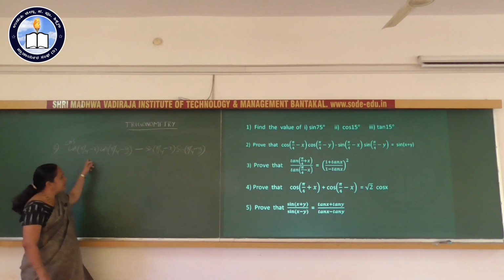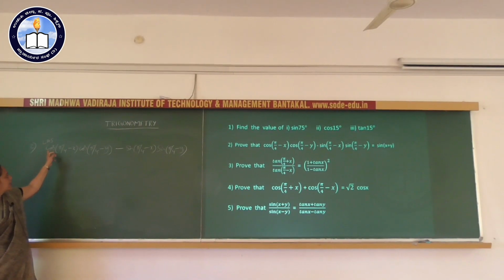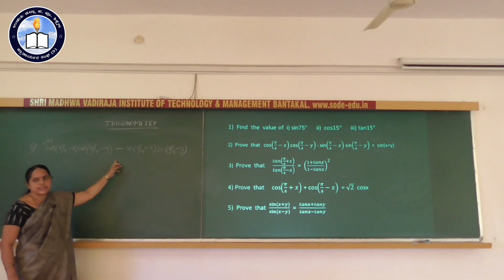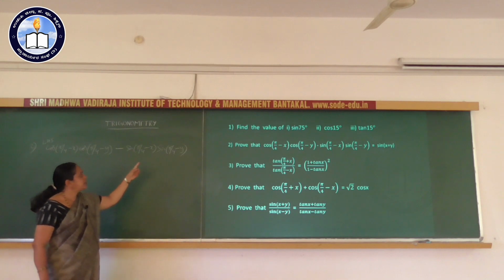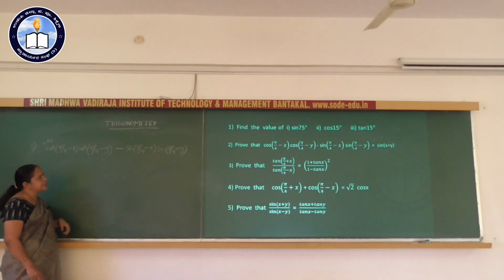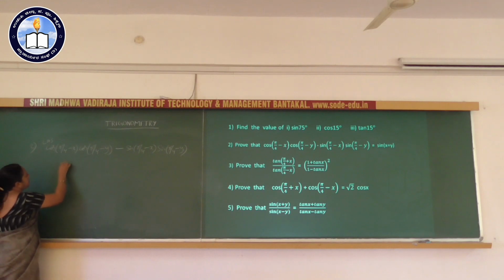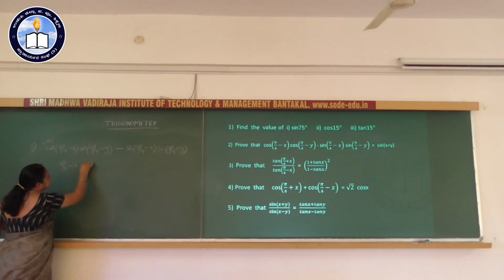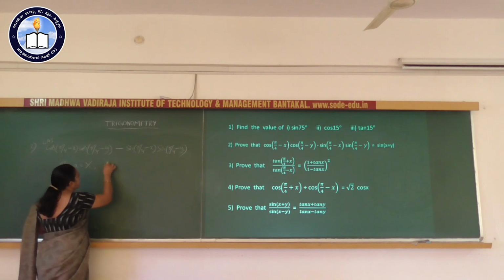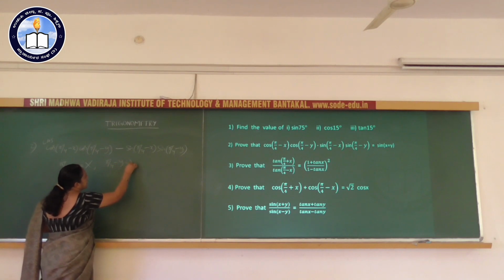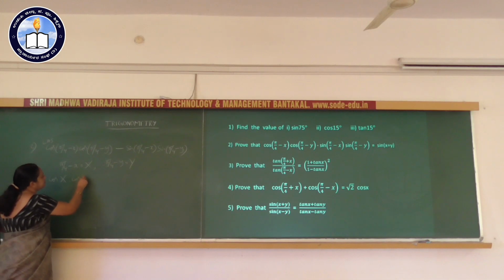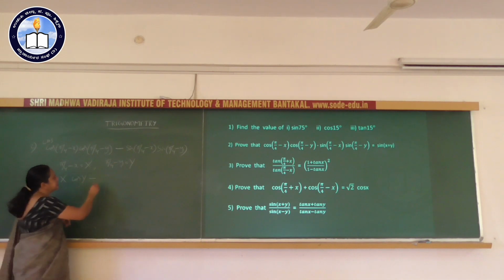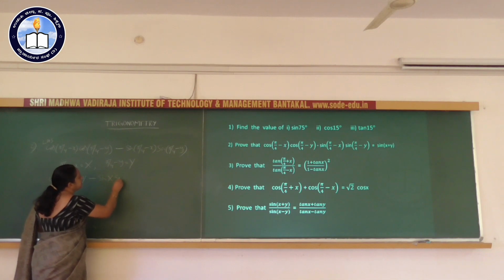Second problem. LHS: cos pi by 4 minus x into cos pi by 4 minus y minus sin pi by 4 minus x into sin pi by 4 minus y. In this, take pi by 4 minus x as capital X and pi by 4 minus y as capital Y. Now, the given problem is in the form cos x into cos y minus sin x into sin y.